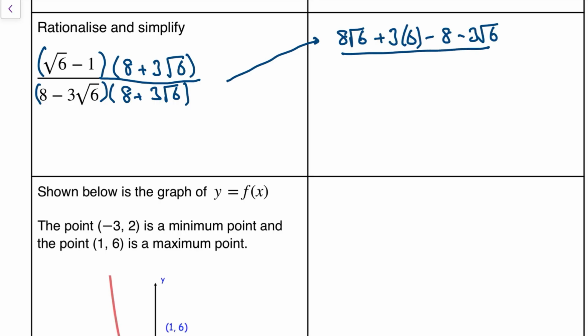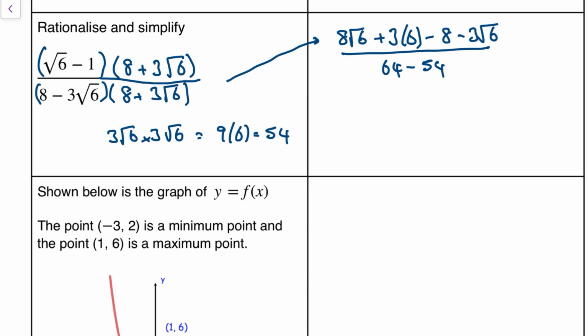Now, because I know it's the difference of two squares, I just need to square the left thing and square the right thing. So 8 squared is 64. And 3 root 6 times 3 root 6, so let's write this down. 3 root 6 times 3 root 6 is 9, 3 times 3. Root 6 times root 6 is 6. 9 times 6 is 54, so it's 64 minus 54.